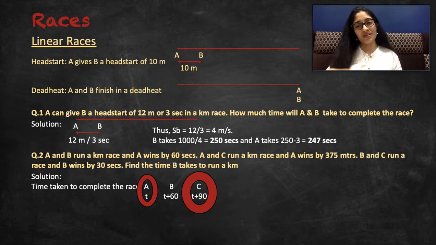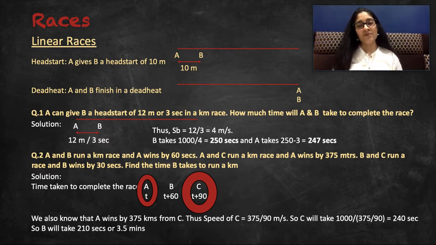So this data becomes very similar to the one in the previous question. So I can use it to calculate the speed of C, which is 375 upon 90. Using this, time taken by C would be calculated as 1000 upon speed, which gives you 240 seconds. We know B takes 30 seconds less, which is going to give you 210 seconds or 3.5 minutes.